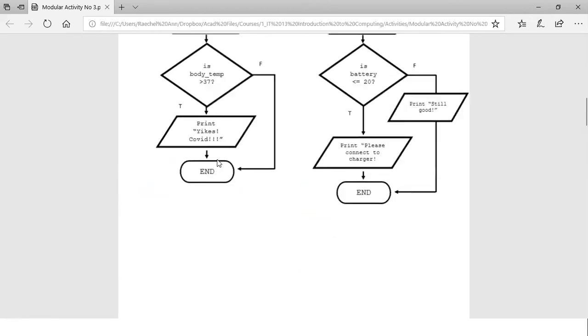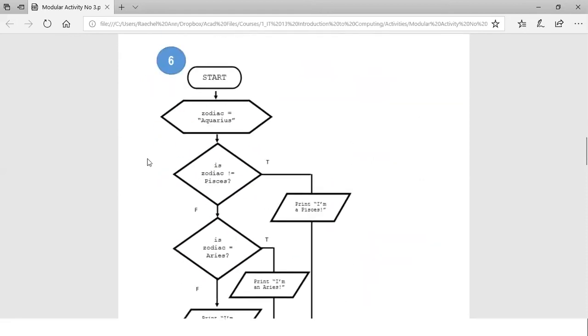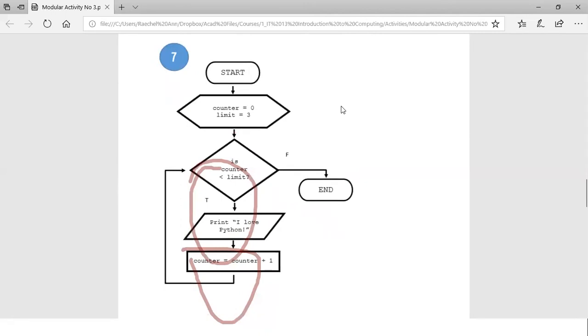Next is 4. Flowchart number 4. Meron po. May decision na, ma'am. Okay. So you have a decision or you have a diamond. Same with 5, and also number 6. Number 6, you have a diamond. How about 7? Meron po. Meron din po.